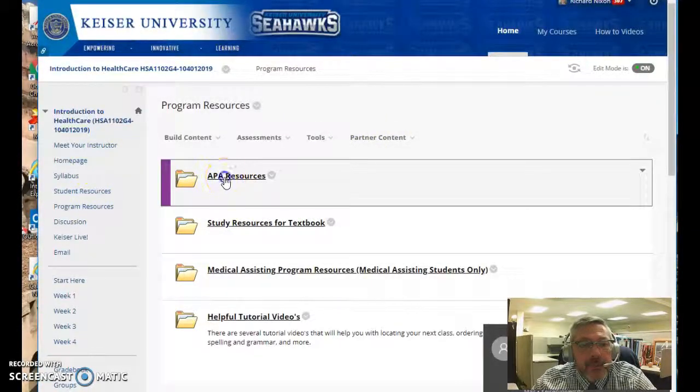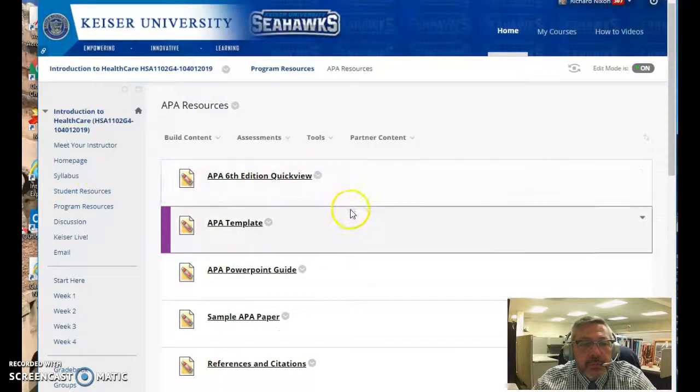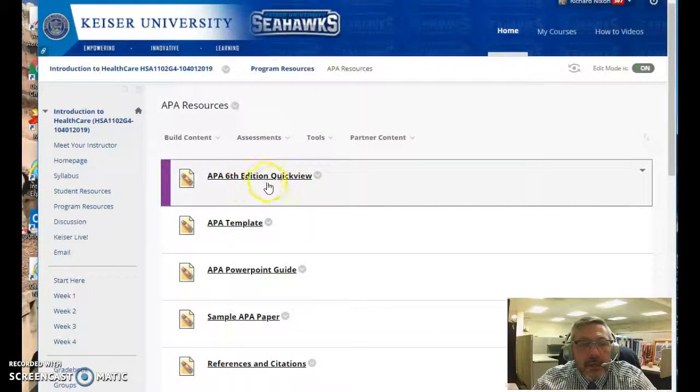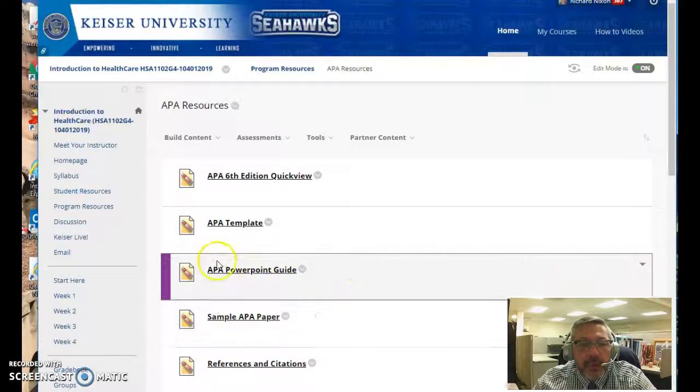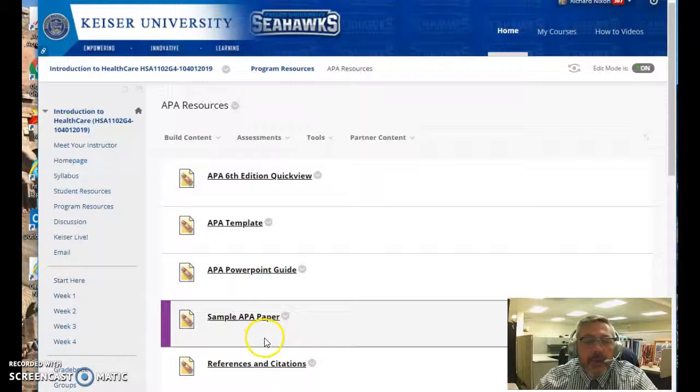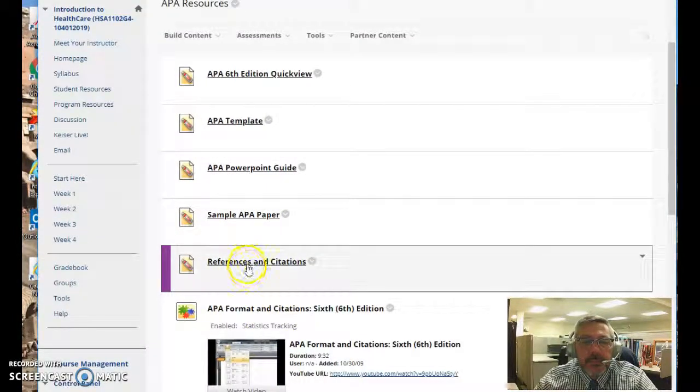So your APA resources, there are several APA resources listed. There's a 6th edition quick view, APA template on how to write a paper. That's for your week 1 and your week 4 paper. This is the one you should be looking at, your references and citations. If you go in there, there's a PowerPoint. If you go to, I think it's slide 6, it shows you how to format a citation for 2 authors. So in this case, for your textbook, that's what you would be doing. And then it also shows you how to format the reference.